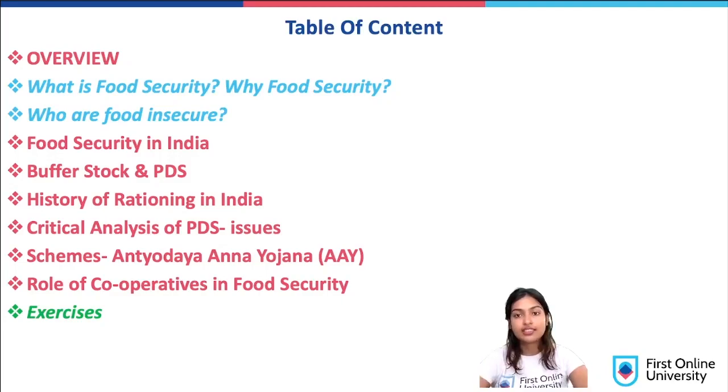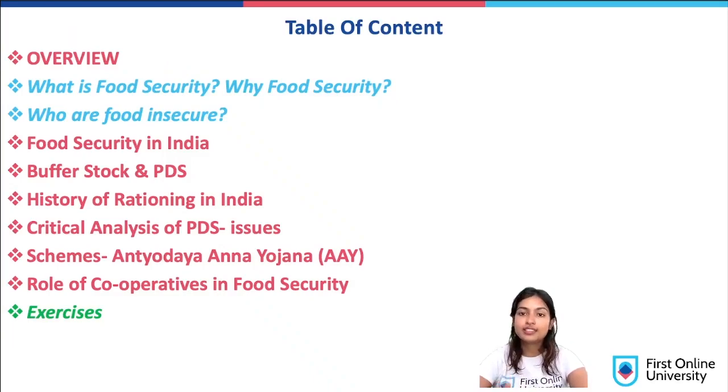Then we see the scenario of food security in India, particularly in detail, and the different kinds of reforms that are taken up by the government of India to help the people who are food insecure. Those reforms are discussed completely here. That is the buffer stock, the public distribution system, and the rationing system in India.